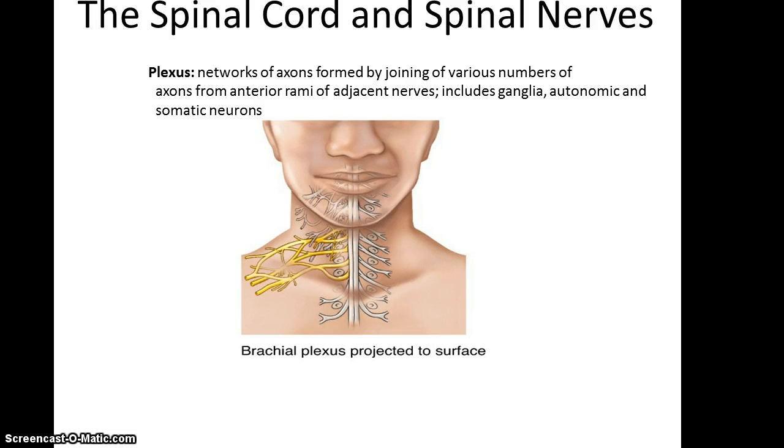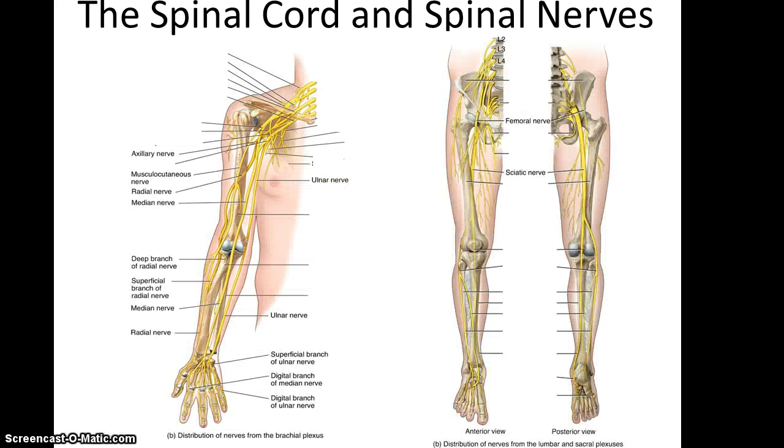They include ganglia, autonomic, and somatic neurons, basically to make sure they end up going in the right direction to the right part of the body. So here, for instance, you have the nerves that end up coming off of that plexus. So you end up with an ulnar nerve, a median nerve, an axillary nerve. And down at the legs, you get the femoral nerve and the sciatic nerve. So basically, you're going to end up with nerves that are carrying the axons to the correct portions of the body that they are innervating.